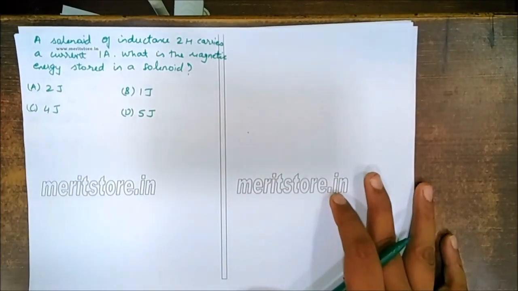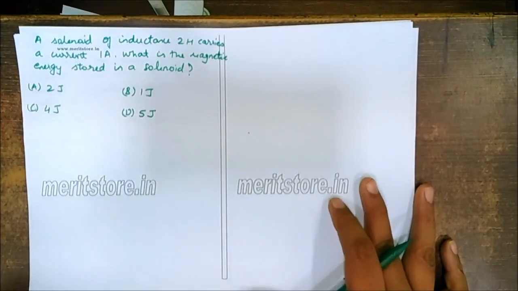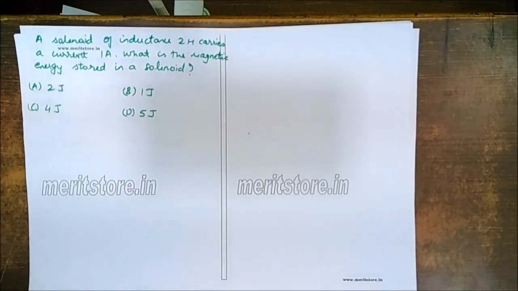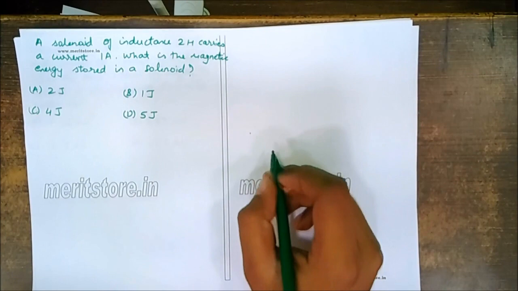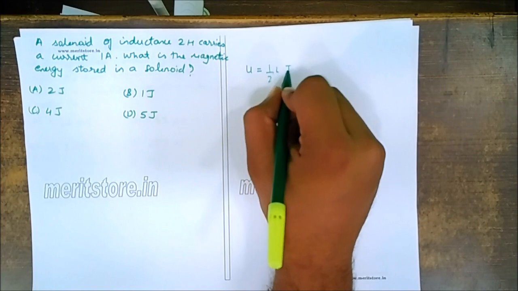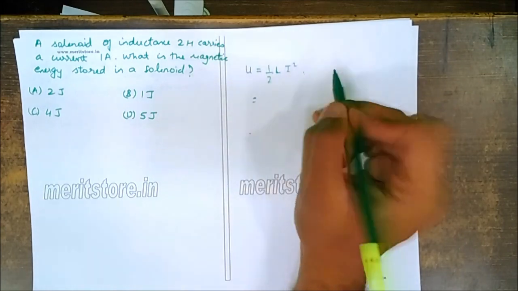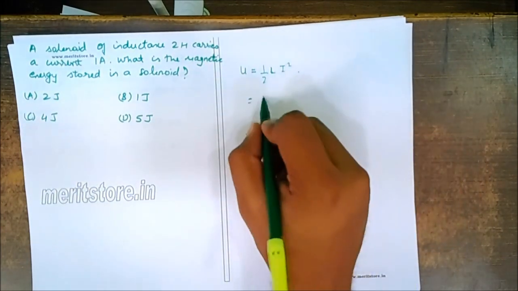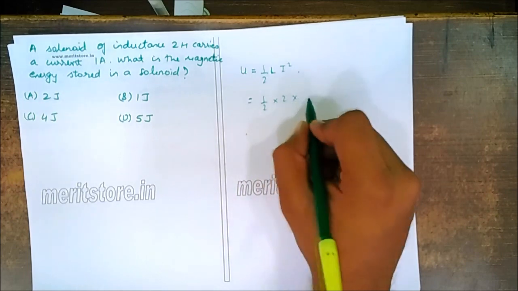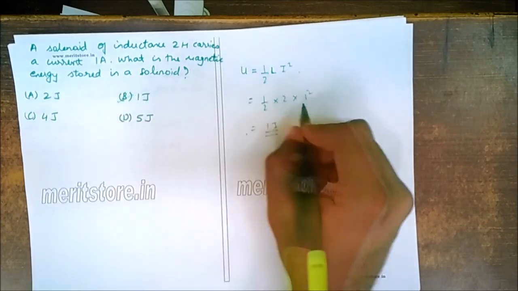The next question, a solenoid or an inductor has 2 henries of self-inductance and carries a current of 1 ampere. So what is the magnetic energy stored in the solenoid? First of all, the formula for magnetic energy is half L I square, where L is your self-inductance and I is the current. So half into 2 into 1 square. So this is 1 joule. A typical problem but an easy one.